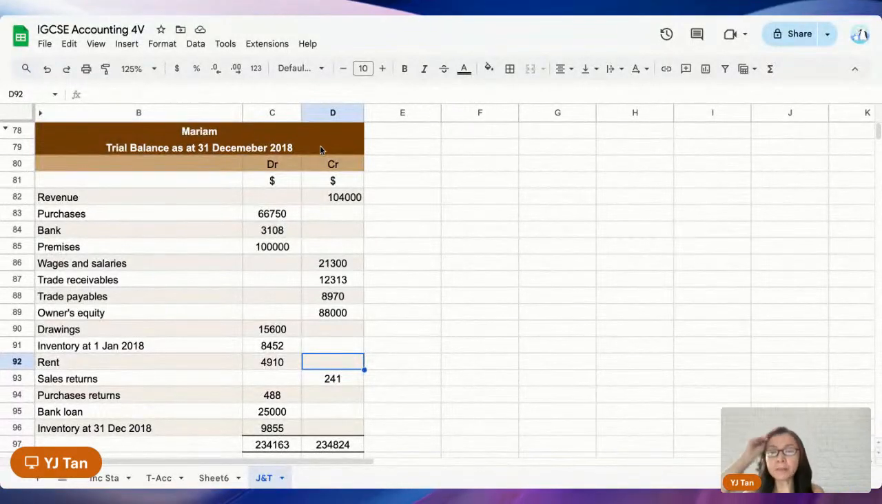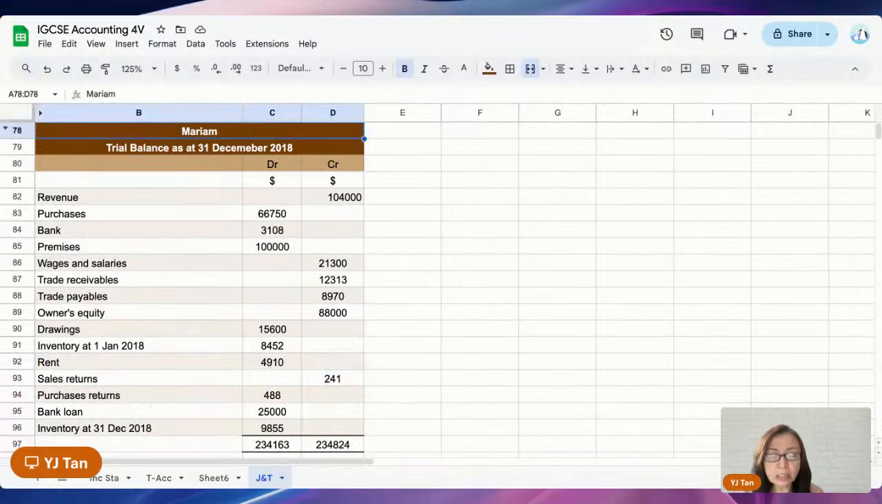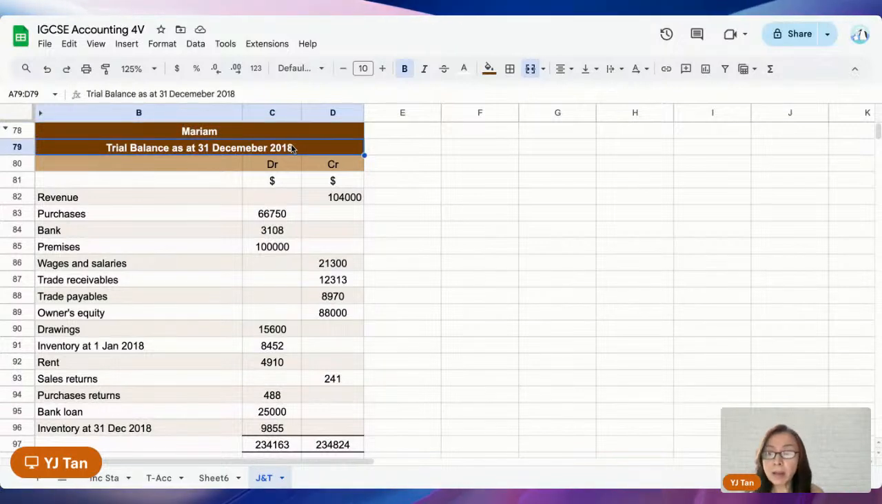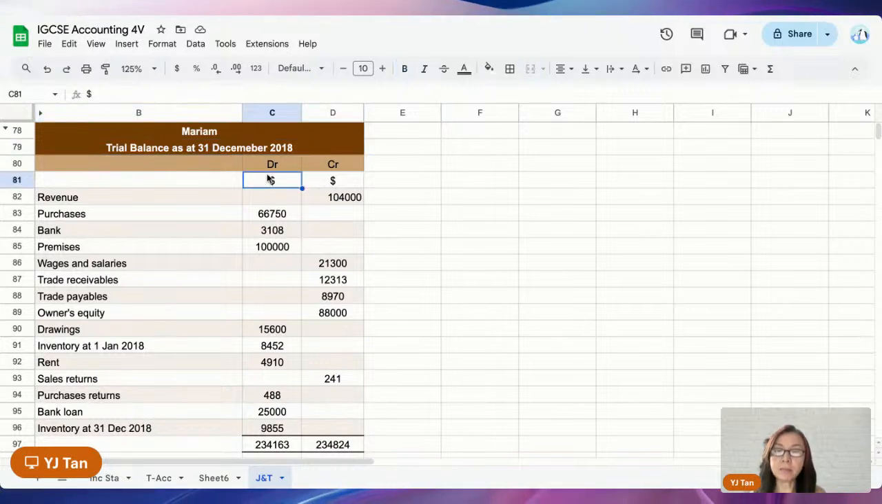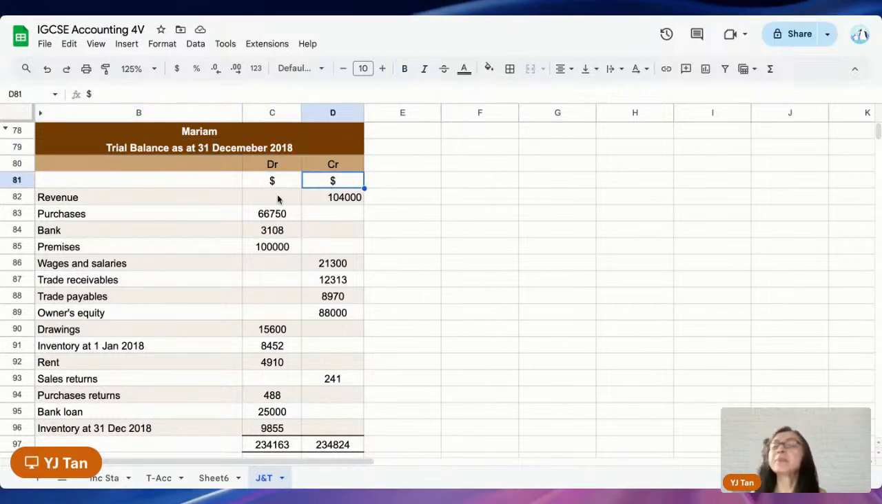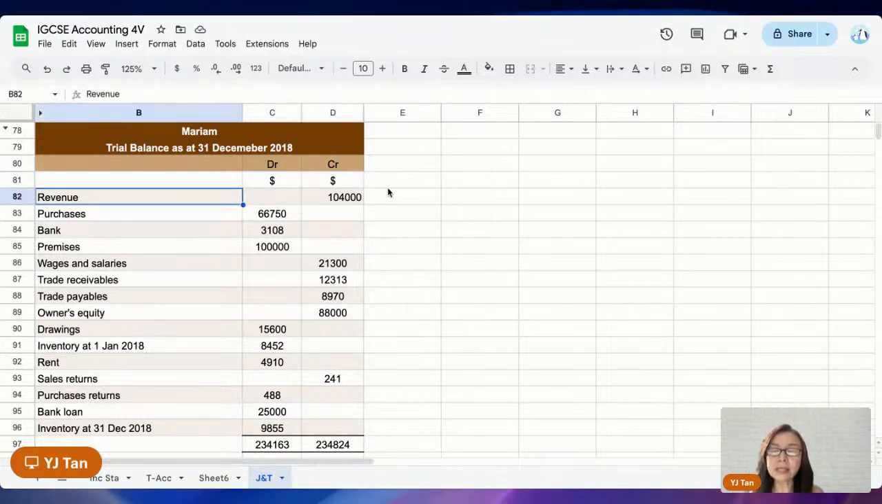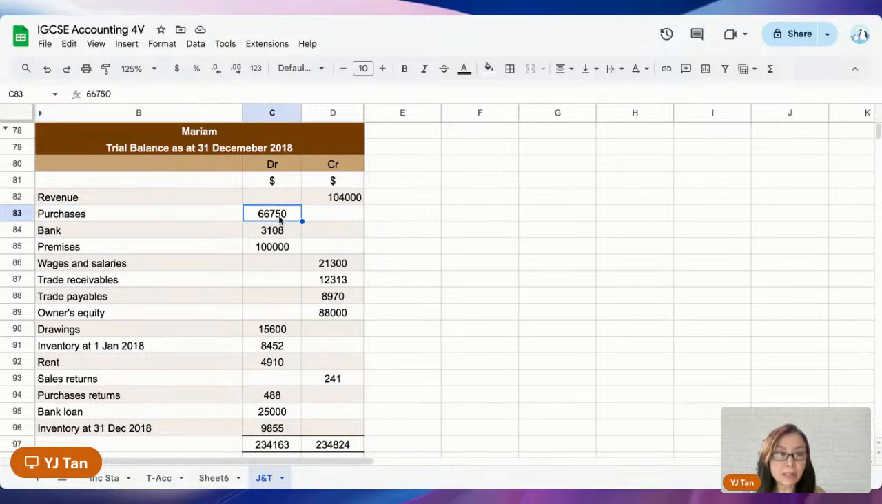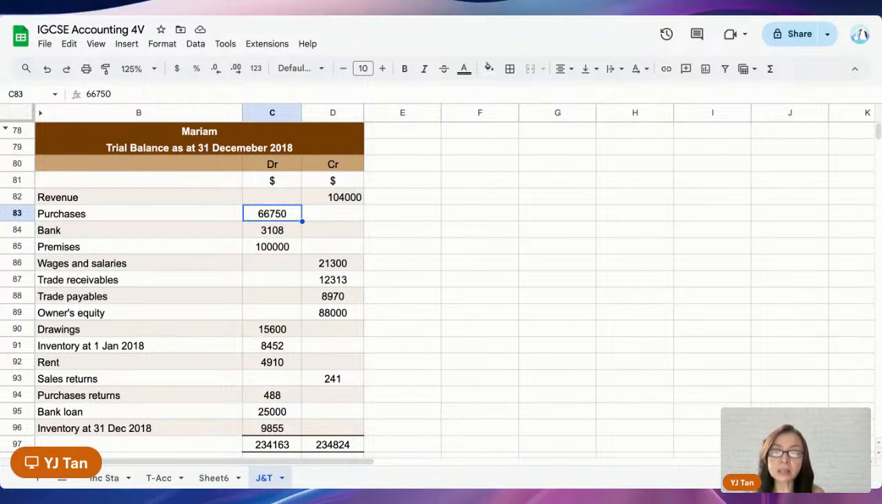All right, so number one, I remind everyone one more time, for a trial balance, we need to put the title of the business name up there. And then we say trial balance as at 31st of December 2018. Okay, spelling, the date, everything is correct. Then debit and credit and the currency symbol. All right, so let's have a look at the first transaction, which is revenue. Revenue is always on the credit side. So this is correct. And then purchases are always on the debit side. So it concludes that for the business's whole accounting period, the total purchase is 66,750, which is correct, no problem.